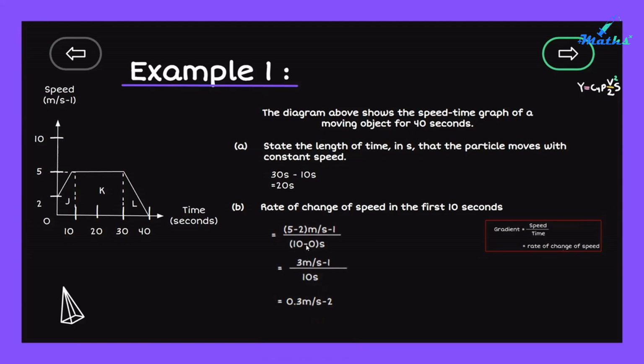And then 10 minus 0. So it's 3 divided by 10, which equals 0.3 m s minus 2. The unit changes after we divide, because the speed unit is m s minus 1, and dividing by time makes it m s minus 2.